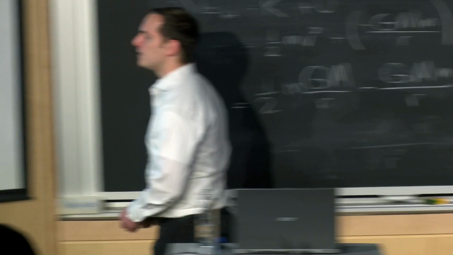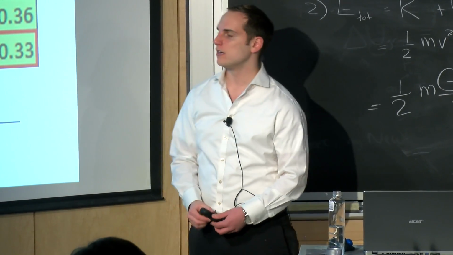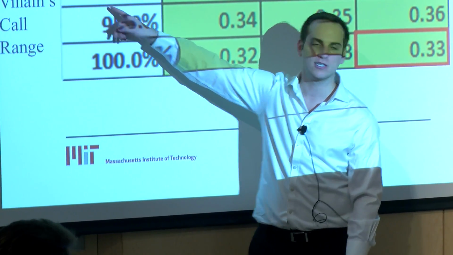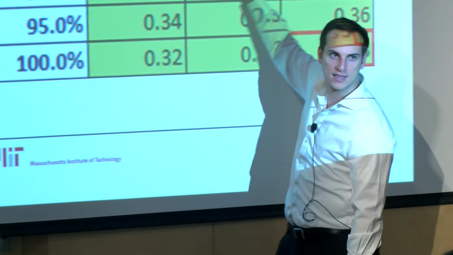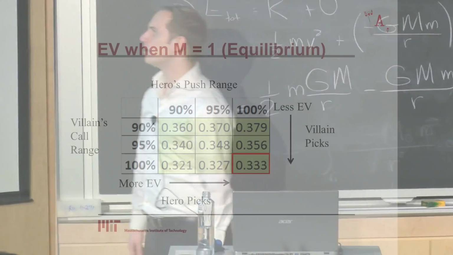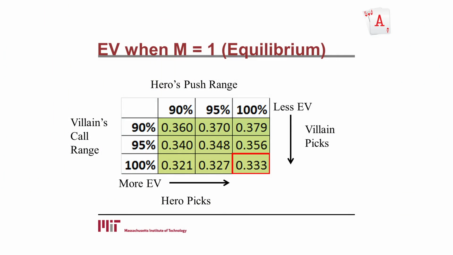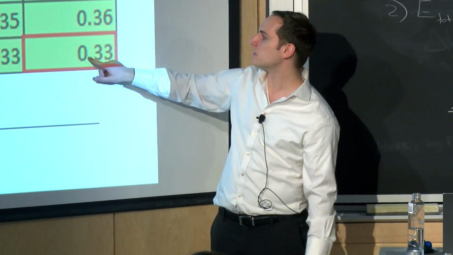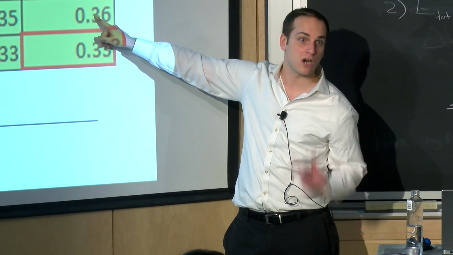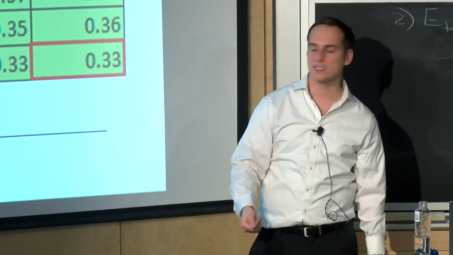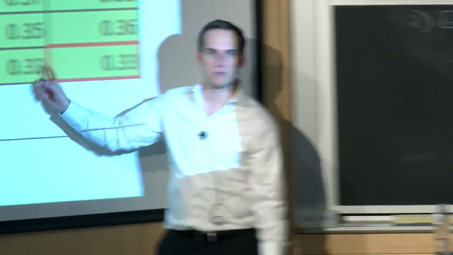So first, let's find out when we can get a Nash equilibrium. The villain gets to pick his call range, and we get to pick our push range. That's the flexibility each person has. So if we push 100% of the time and he calls 100% of the time, this is a Nash equilibrium for 1M, because he can't do any better by going up here, because a higher number is worse for him, because this is our equity in the hand. And the equity comes directly from him because it's a heads-up situation, whereas we can't do better by pushing less.